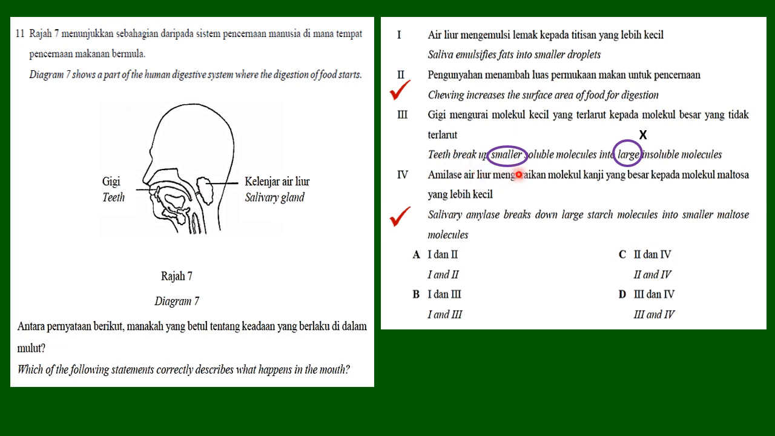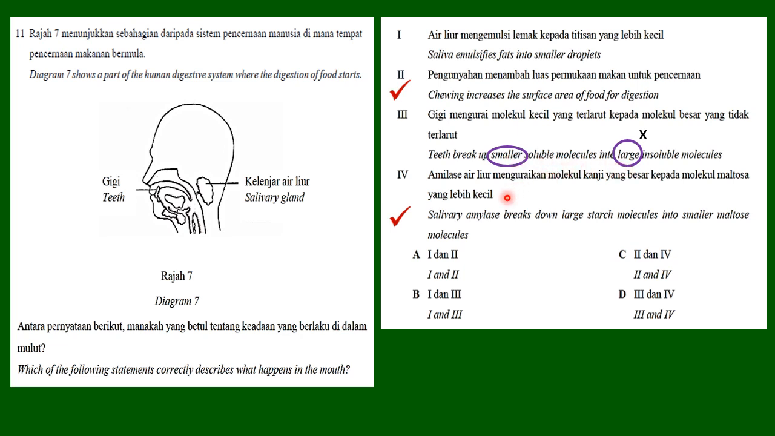Teeth break up smaller soluble molecules into large insoluble molecules. From small to large, so that's not breaking down. Actually, the molecules are not broken down by the teeth. The teeth just physically break up a solid piece of food into smaller pieces. So this one, small to large, is already wrong.